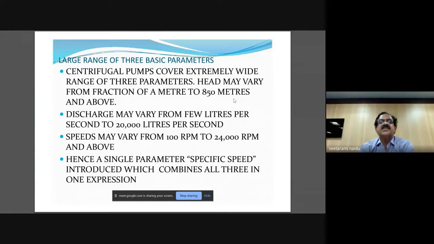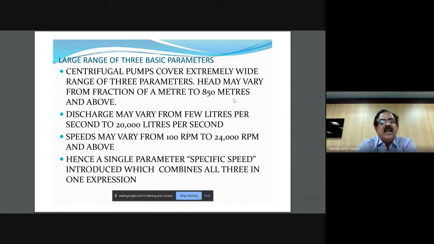Centrifugal pumps cover an extremely wide range of these three parameters. Head may vary from a fraction of a meter to 850,000 meters, etc. We are talking about centrifugal pumps. Discharge may vary from a few liters per second to 20,000 liters per second. This is the range of use. Speed may vary from 100 RPM to 24,000 RPM and above.